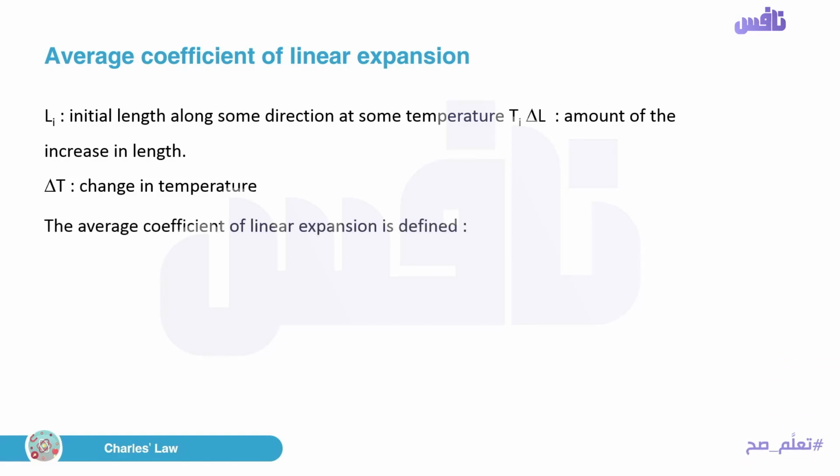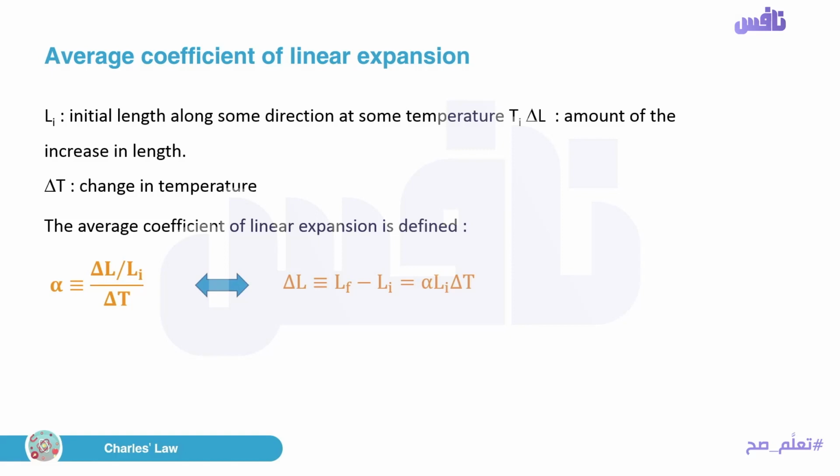Finally, we can say that the average coefficient of linear expansion is defined from the relation alpha equals delta L over Li delta T. But you should know well that delta L equals L final minus L initial, so delta L equals alpha Li delta T.